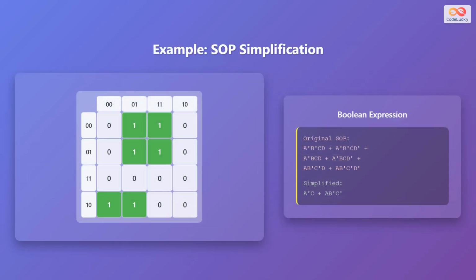Here's an example of simplifying a sum of products expression using a K-map. The original SOP expression is A' B' C D + A' B' C D' + A' B C D + A' B C D' + A B' C' D + A B' C' D'. After filling in the K-map and making the largest possible groups, the simplified expression becomes A' C + A B' C'.